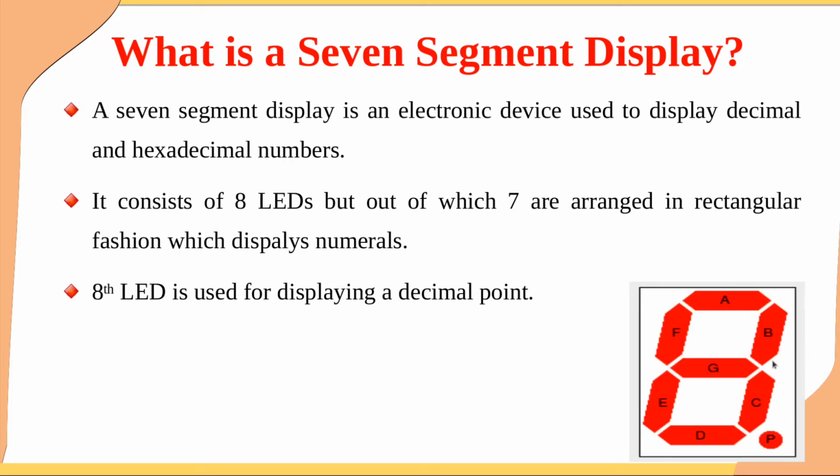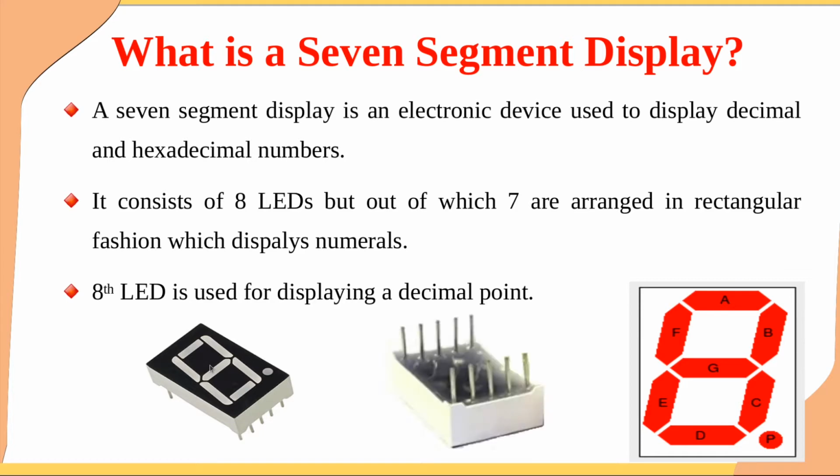This is a 7 segment display where every segment is named. This is segment A, B, C, D, E, F, G, and the decimal point is segment P. So this is an actual 7 segment display which we get in the market. This is the front side of it and this is the back side of it.